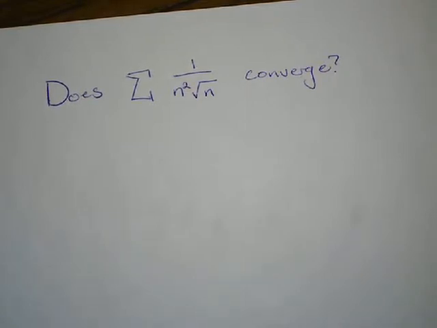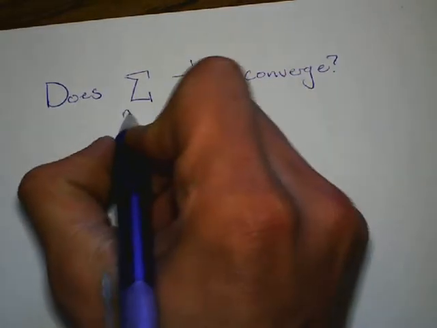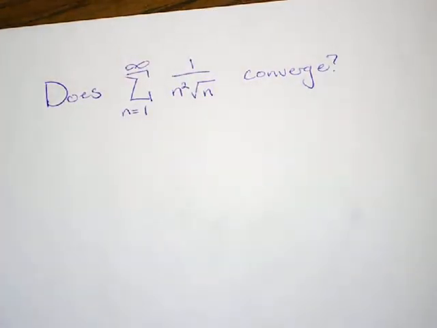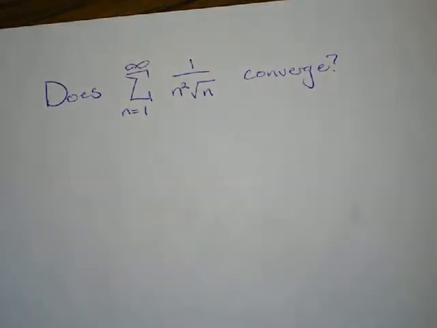Let's say this is from n equals 1 to infinity. Are we doing the integral test? Well, we're checking to see if we can use the integral test. We need first that it's always positive, which we have. Is it always decreasing? Yes. It is always decreasing.